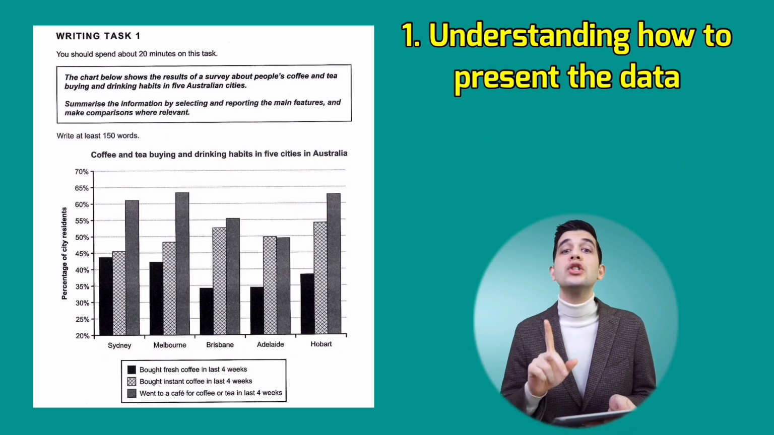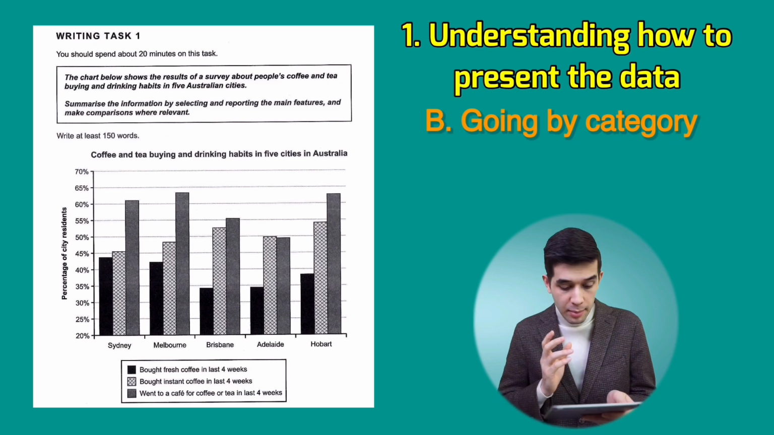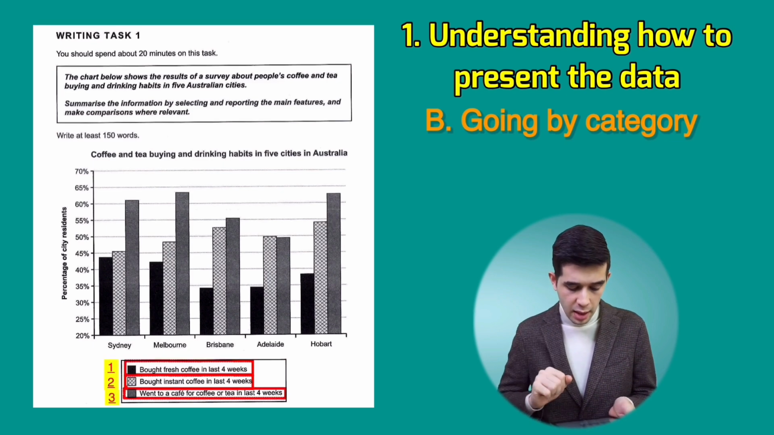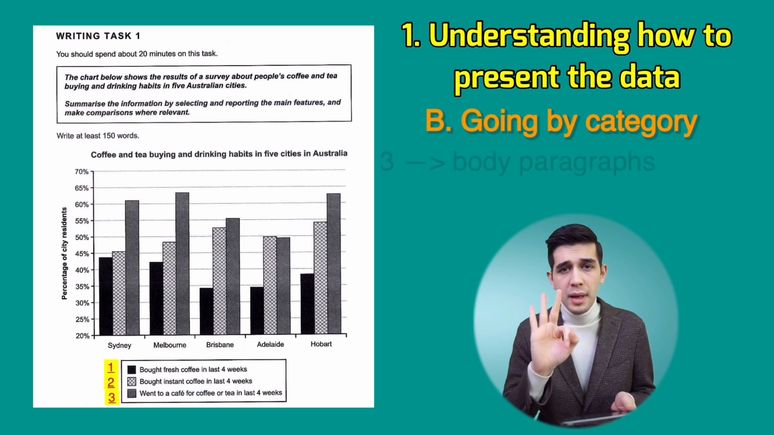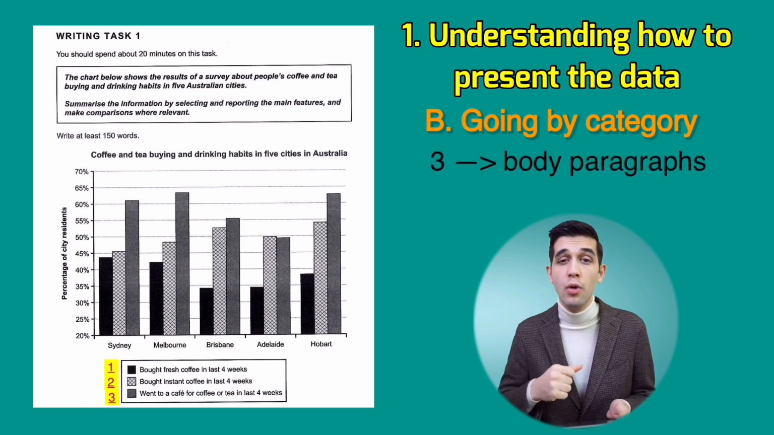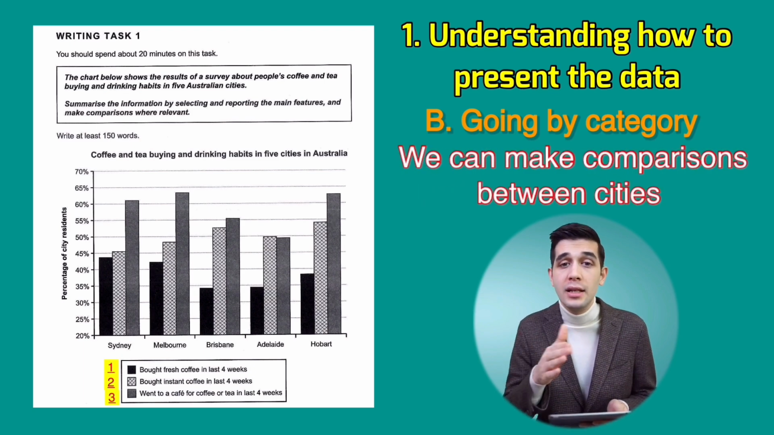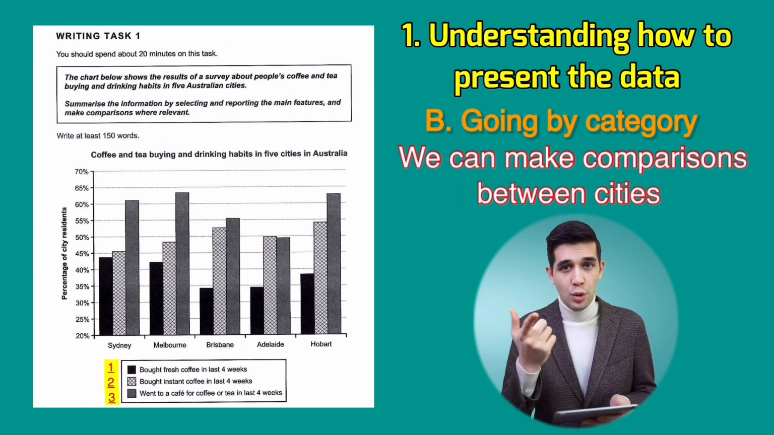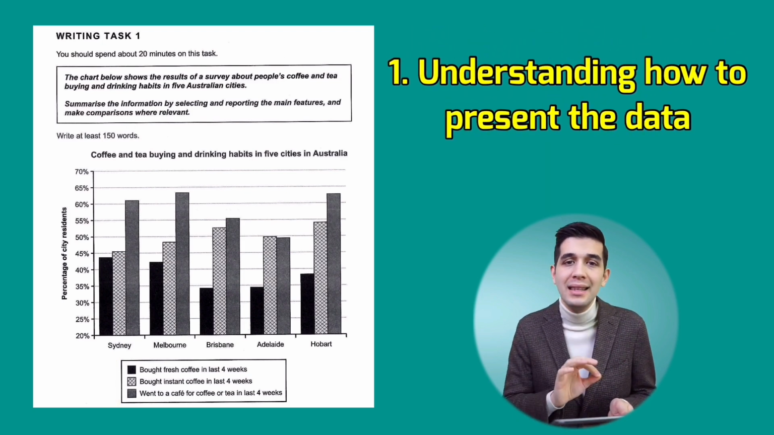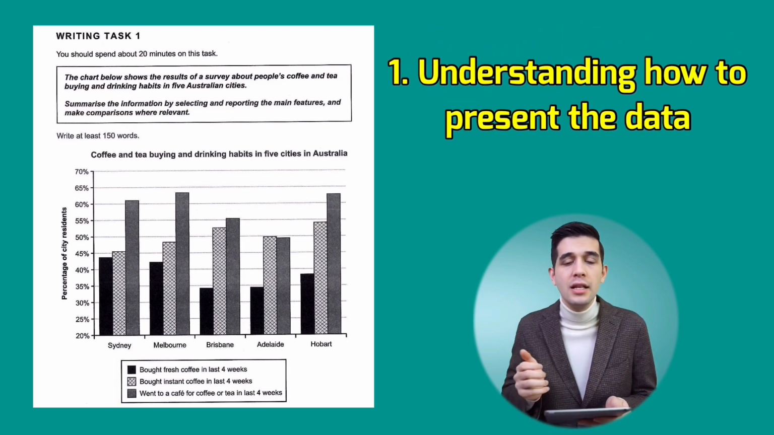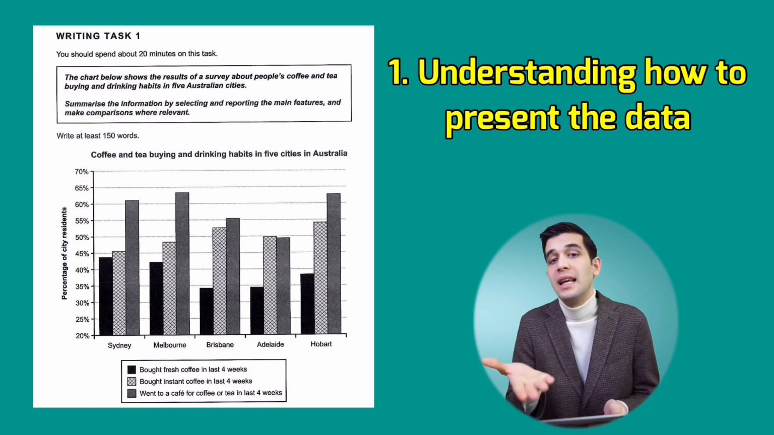Another way to do so is to go by category. How many categories do we have? 3. Those who bought fresh coffee, those who bought instant coffee, and those who went to a cafe for coffee or tea. If I proceed in this way, I will have 3 body paragraphs. That is more reasonable. Plus, I will have the opportunity to make comparisons between cities. So this is very logical. That was step 1, understanding in which way to categorize your information and to present it.